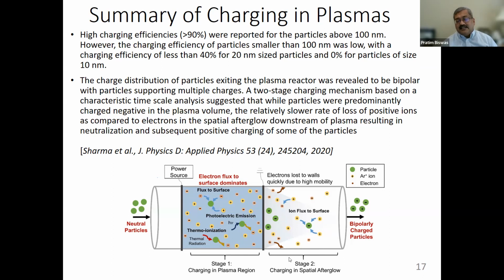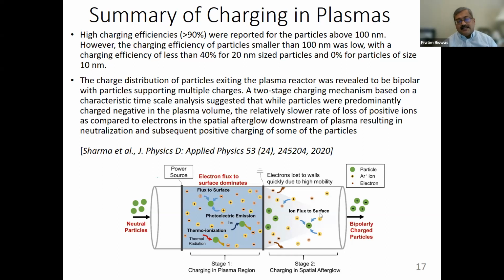There is a region, a stage 2, which is referred to as a spatial afterglow region for the plasma. And what happens is, because of the very high mobility of electrons, right, they get removed to the surface. They're quickly lost to the walls, leaving the larger positively charged ions in the spatial afterglow region. So though particles were very efficiently charged in the plasma region, these positive ions start neutralizing the particles, right? Now, it would be great if there were not enough positively charged ions, but they happen to be there. As a result, there is a neutralization effect.